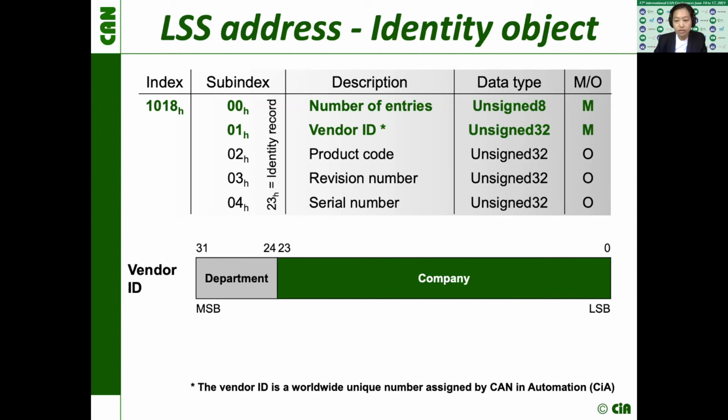So together, these make a unique 128-bit value. This is called the LSS address. Of the 4 indexes, the CANopen vendor ID is mandatory. That means every CANopen device needs a vendor ID. And it is a worldwide unique number assigned by CAN in Automation.